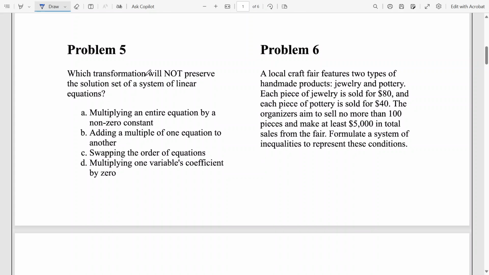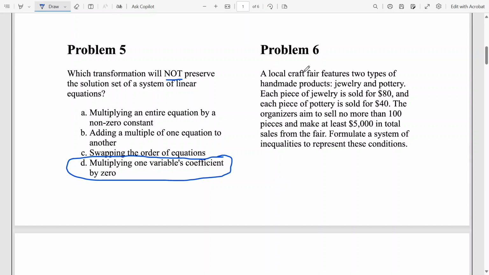Problem 5. Which transformation will not preserve the solution set of a system of linear equations? So multiplying an entire equation by a non-zero constant, that actually will still maintain it. Adding a multiple of one equation to another, that's still going to work. Swapping the order of equations, so having the first equation be the second equation and the second equation be the first one, that should still work. But then multiplying one variable's coefficient by 0. So if you just multiply one coefficient by 0, you do change the equation. So we're going to select D.